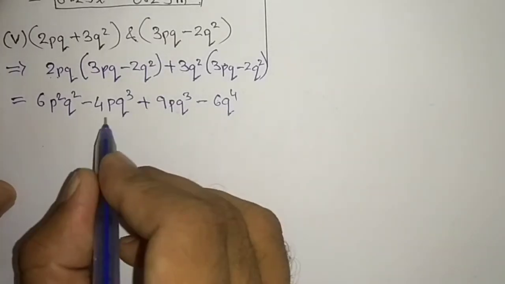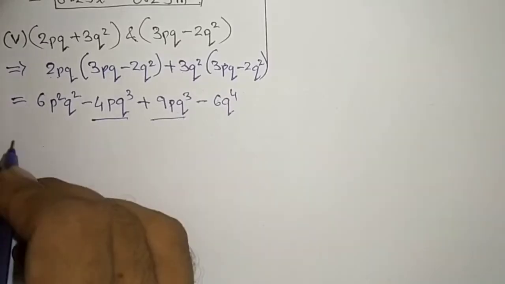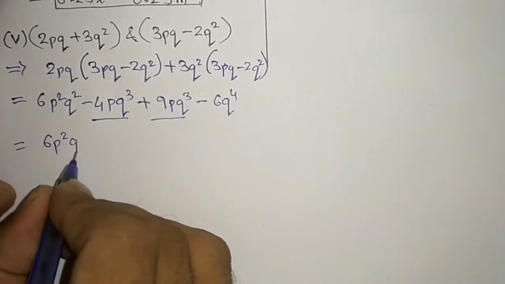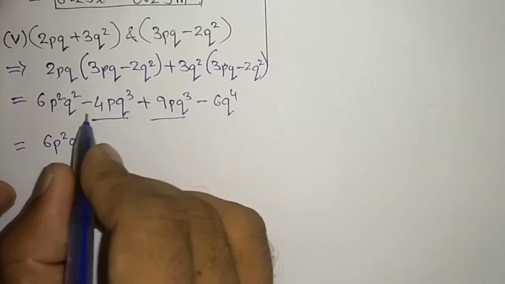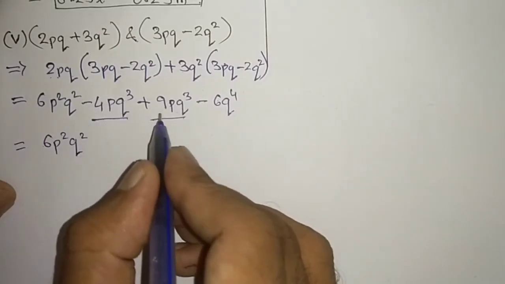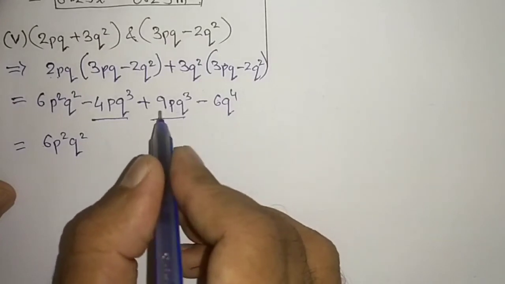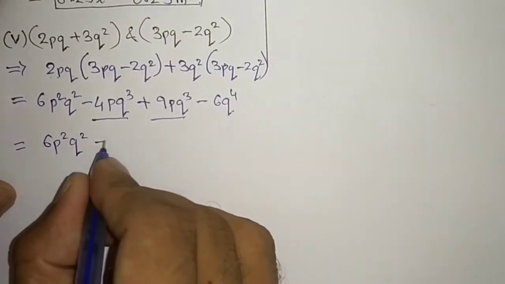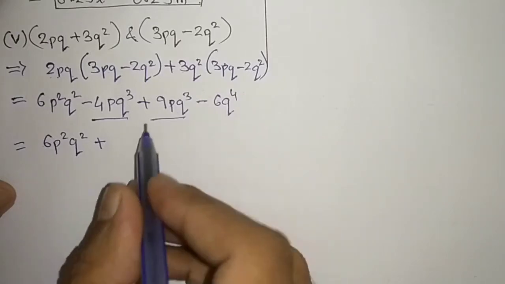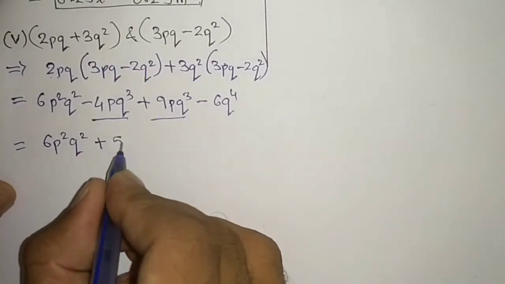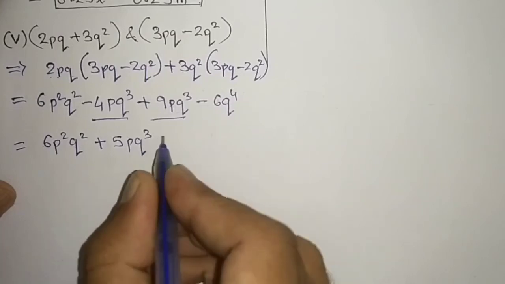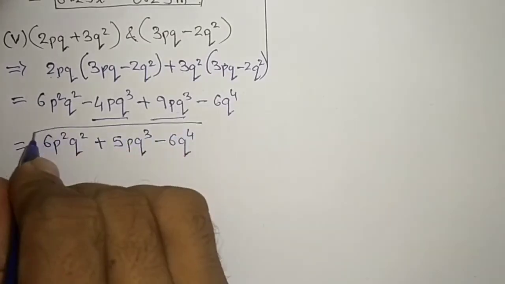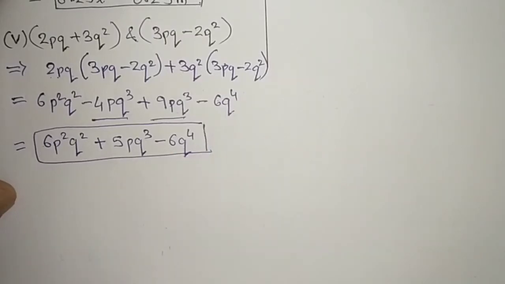Now you can see here these both are like terms, so we will simplify it. 6p square q square minus 4pq cube plus 9pq cube. Here plus sign, that is 9 is greater, so we will place plus, 9 minus 4 will give me 5pq cube minus 6q raised to power 4. This will be our answer because we can't simplify it further.